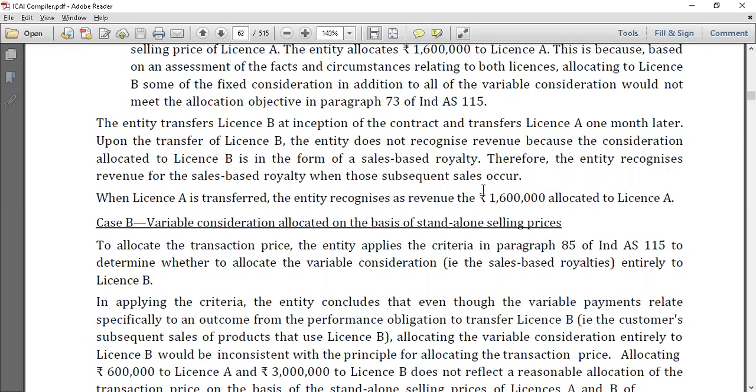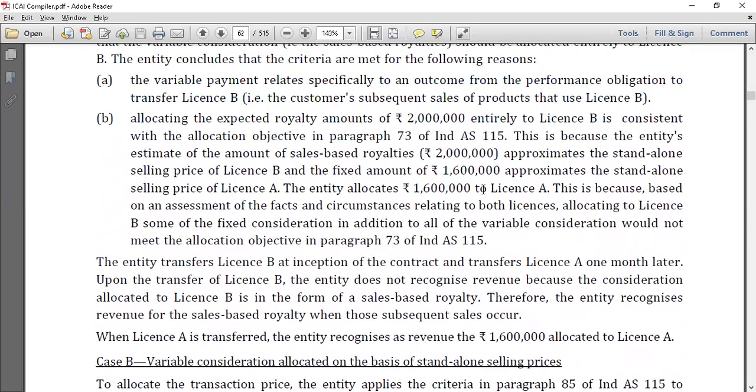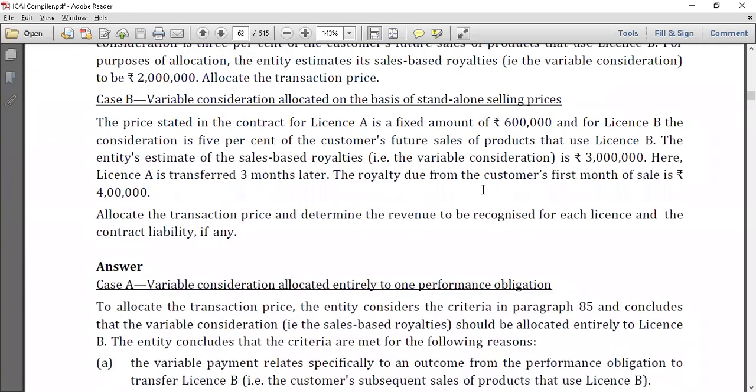Next, case B is variable consideration allocated on the basis of standalone selling prices. Here the variable consideration is allocated on that basis. See, the question goes like this.